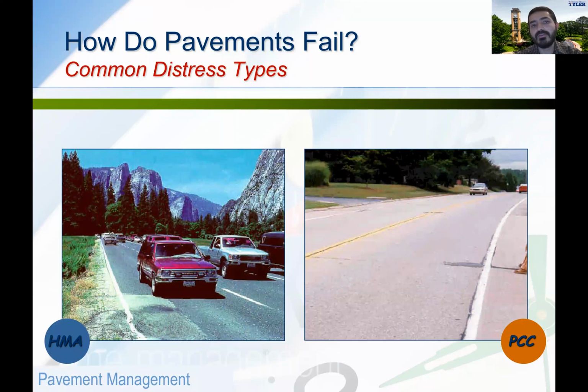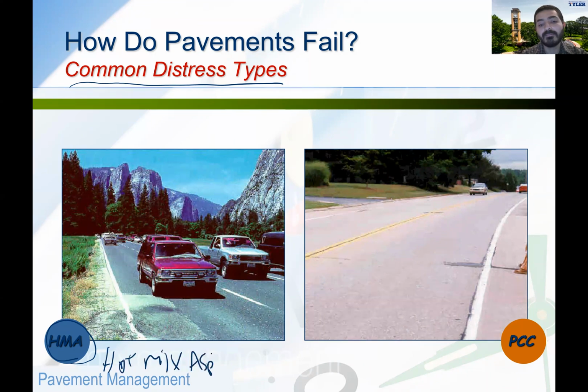So let's start with how pavements fail and what the common types of failures are that we see in hot mix asphalt. So HMA, for the new ones, since we do have multiple new students, is hot mix asphalt. And PCC is Portland cement concrete.